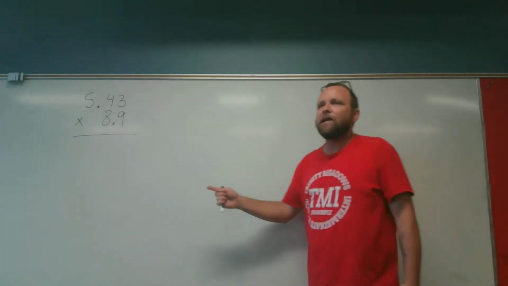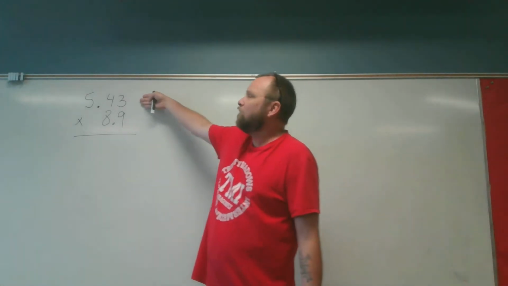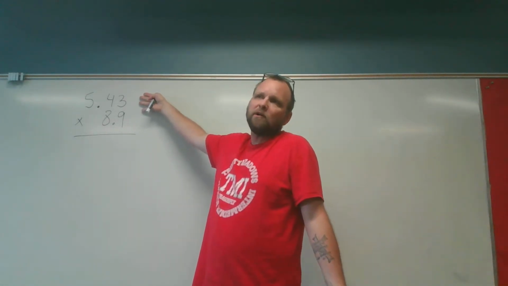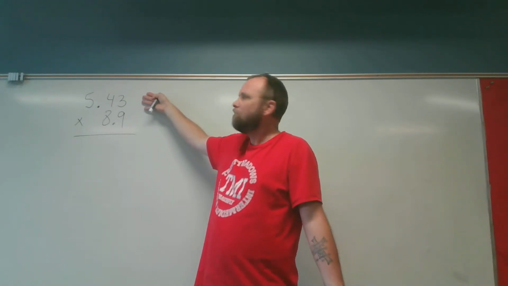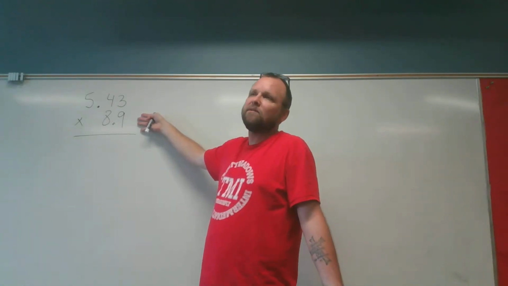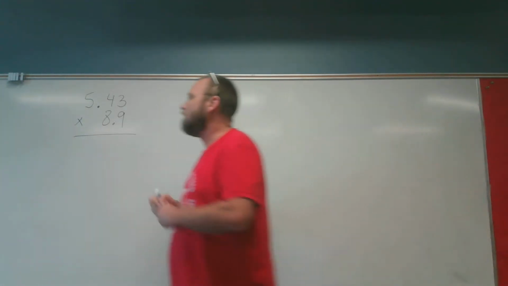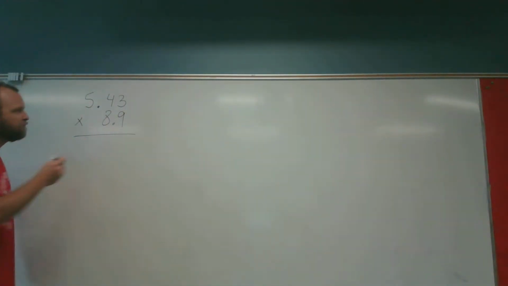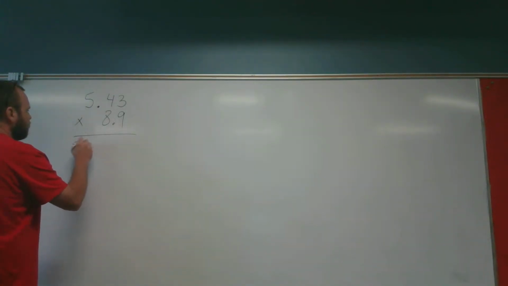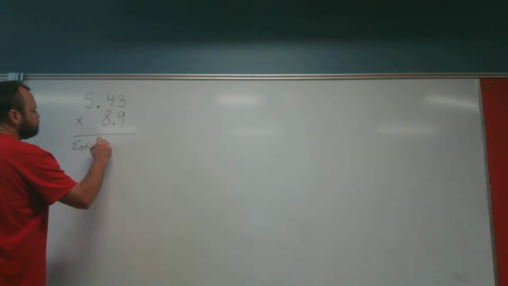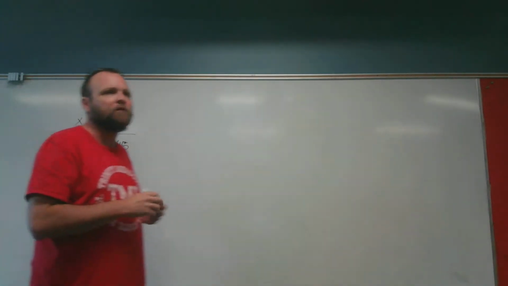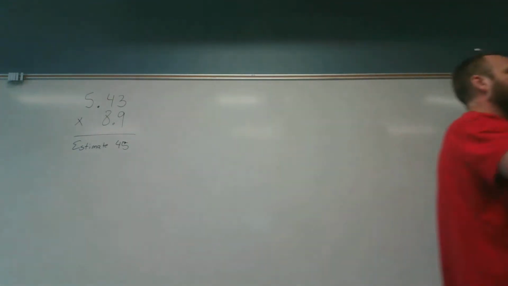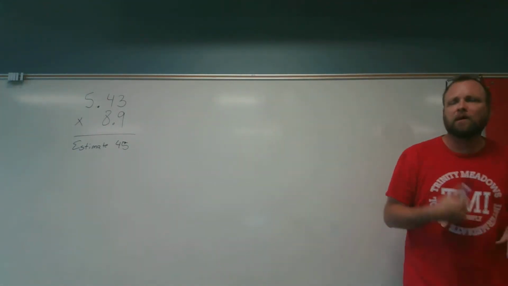All right, Paul, we're going to estimate. 5 and 43 hundredths is close to what whole number? Say 5. 8 and 9 tenths is closest to what? 9. So our estimate is going to be 5 times 9, which is what, Paul? 45. So if you chose this problem, your answer should be in the ballpark of 45. Somewhere in that ballpark, if you chose that problem to do.